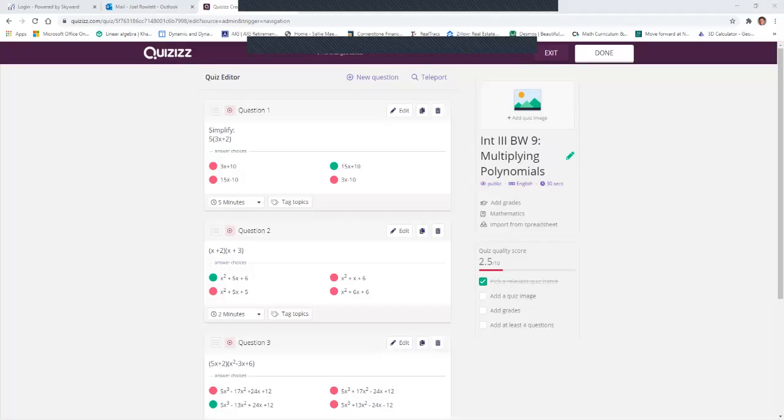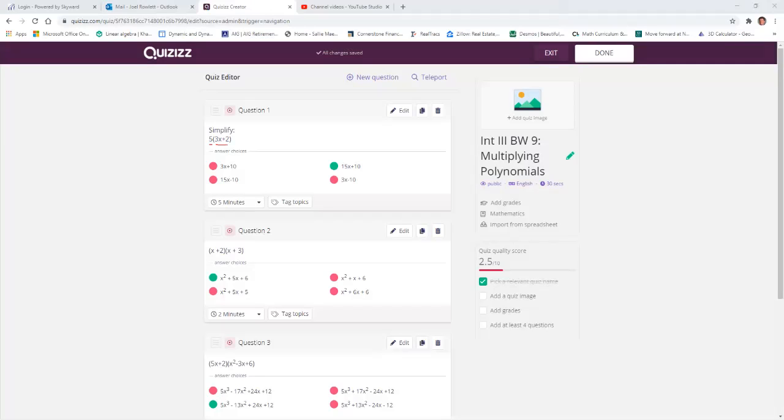Okay, so bell work number 9 is multiplying polynomials. If you look at problem number 1, this is a monomial multiplied by a binomial. In this type of situation, we just use the distributive property. 5 times 3x is 15x. Then if I multiply 5 times positive 2, I get plus 10. So 15x plus 10 would be the solution for that one.